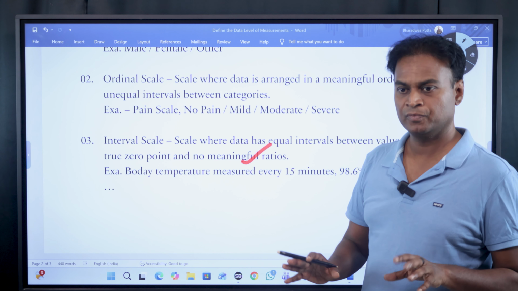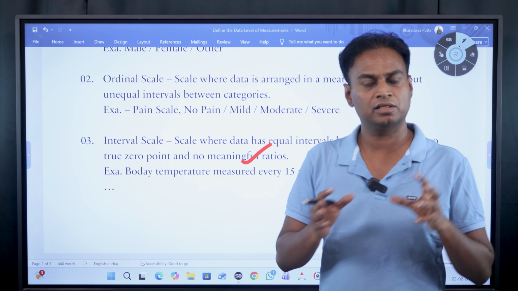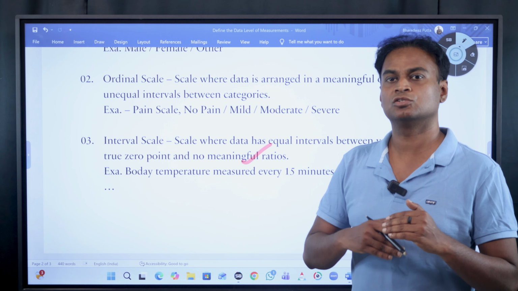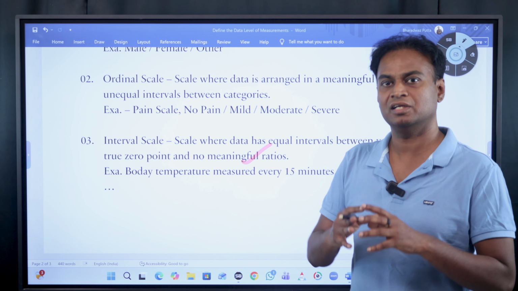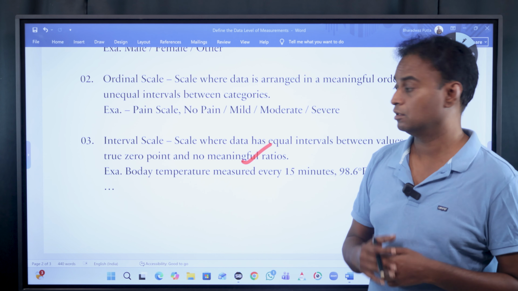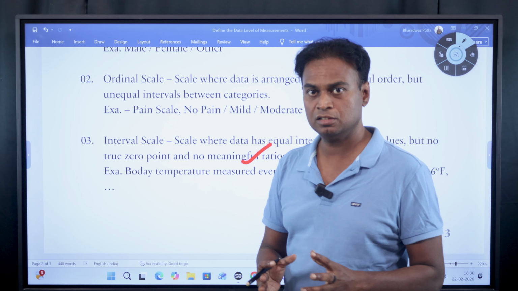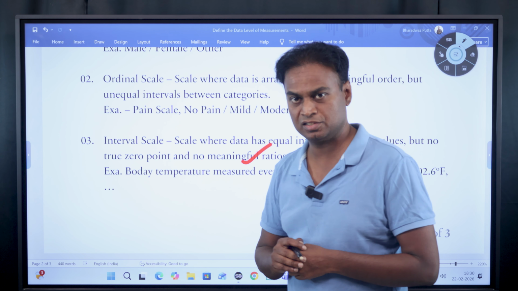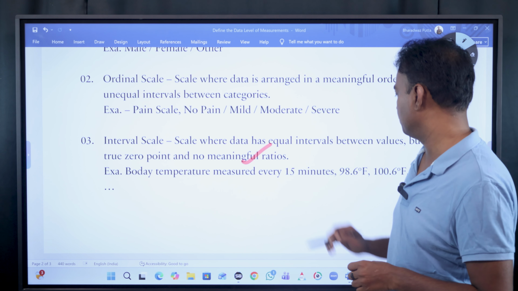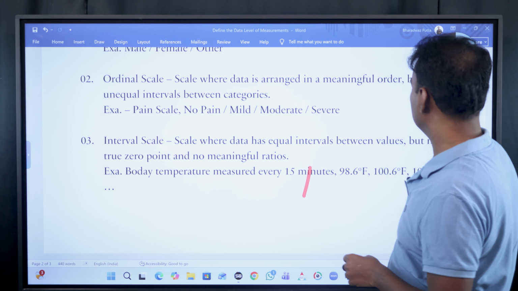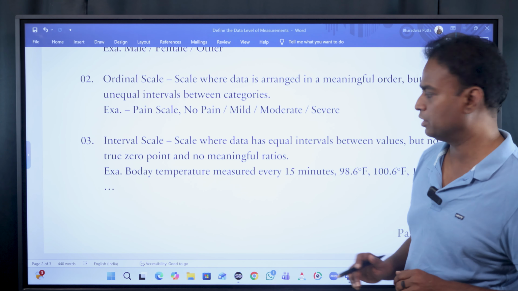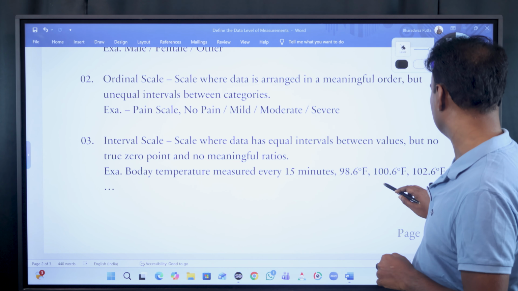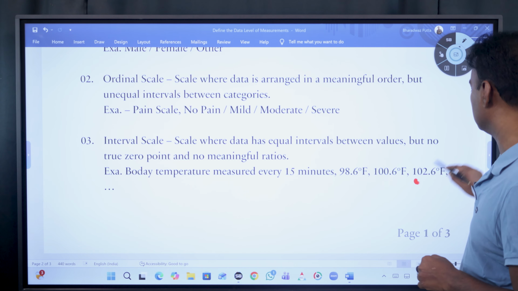For data where it can be ordered, where it can be labeled, where the difference can be found but there is no true ratio, or you cannot divide that particular data, the values of such data will be calculated based on the interval scale. What is the best example? Human temperature, right? For example, you have measured the temperature of a human being every 15 minutes. First temperature is 98.6, second temperature is 100.6, third temperature is 102.6, right?